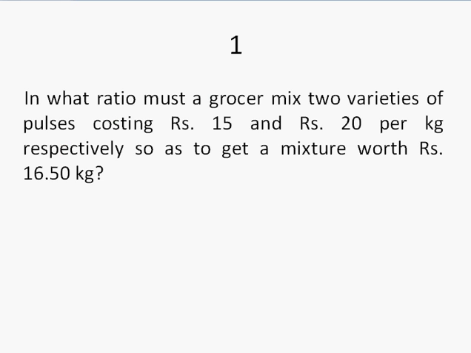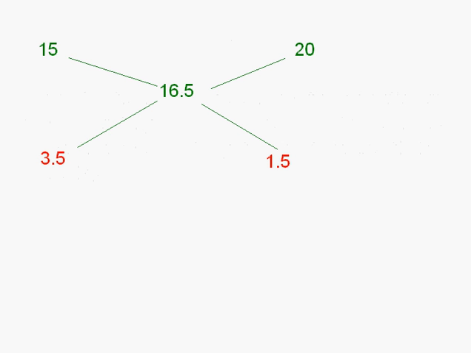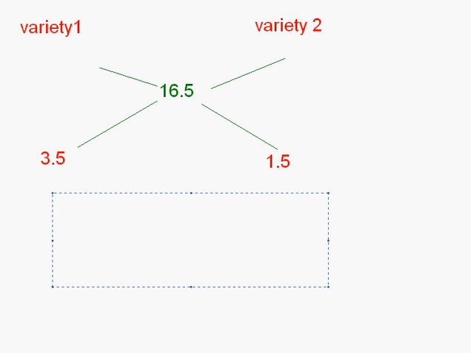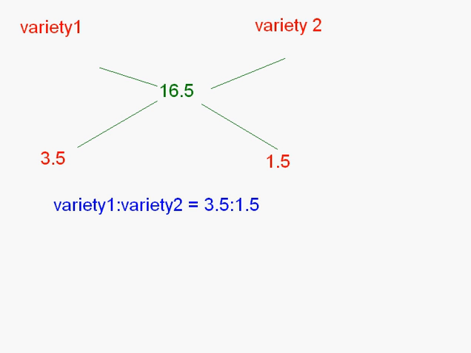Now what was the question? In what ratio must a grocer mix two varieties of pulses? We'll write this is variety 1 and this is variety 2. So variety 1 upon variety 2 will be the same ratio that you can see below: below variety 1 it is 3.5 and below variety 2 it is 1.5. So the ratio will be 3.5 is to 1.5. We shouldn't write upon here, we should write ratio. So variety 1 pulses and variety 2 pulses should be mixed in the ratio 3.5 is to 1.5.